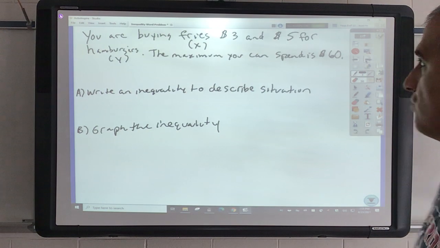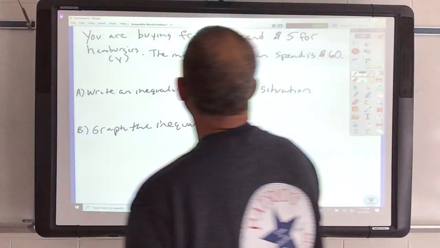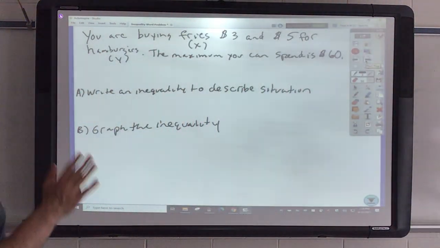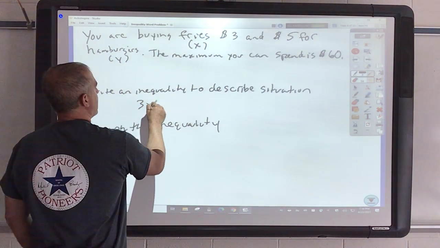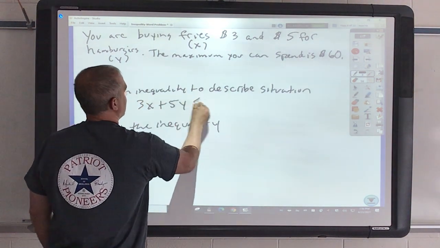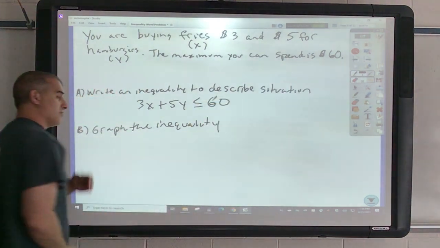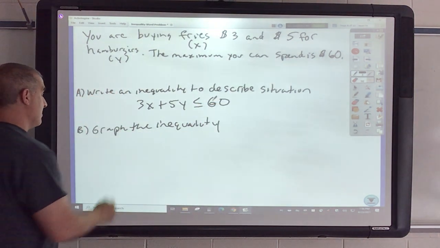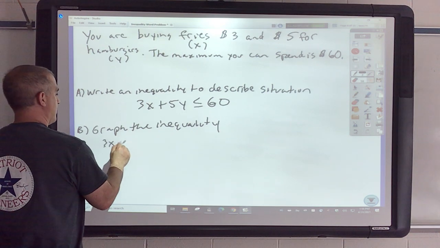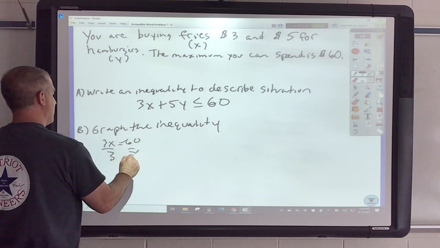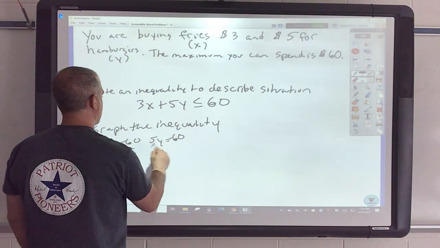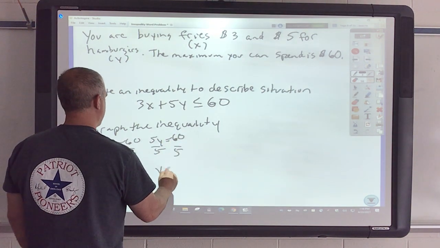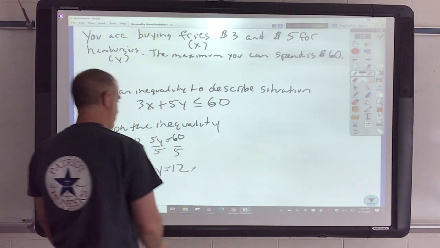You're buying fries, X, for 3, hamburgers, Y, for 5, the maximum you can spend is 60. So it's going to be 3X plus 5Y. It has to be less than or equal to, because I can't spend more than 60. Okay, so 3X equals 60, divide by 3, X is 20, 5Y equals 60, divide by 5, Y is 12, okay?